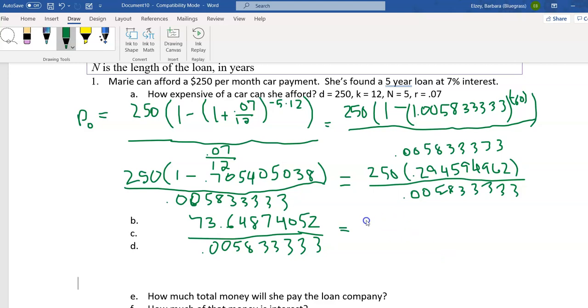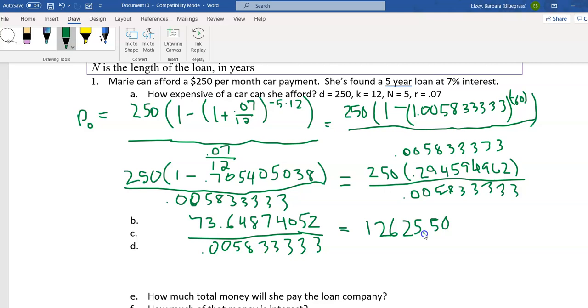Okay, so she can afford to buy a $12,625.50 car. Not that the cents are going to make a whole lot of difference. Alright, so she can only get a $12,000 to $13,000 car with a $250 per month car payment. And let's face it, that's probably the case. If we really think about it, $250 car payment is not very high. It's probably a used car that we're talking about here.